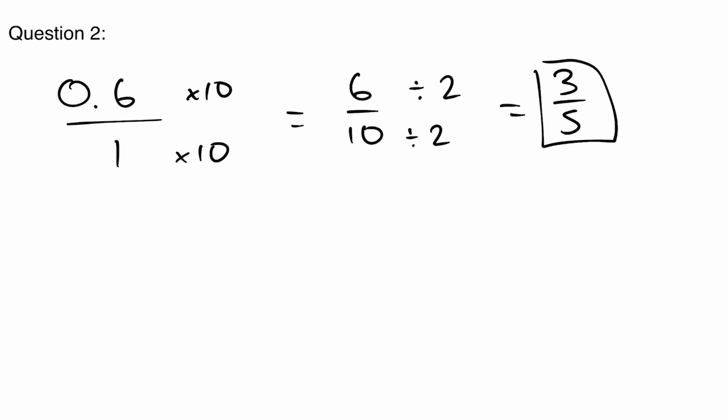So a key tip is that the number of decimal places tells you what to put on the bottom, so whether you're going to be multiplying by 10 or 100. And don't forget to simplify. That's where most students lose their marks.